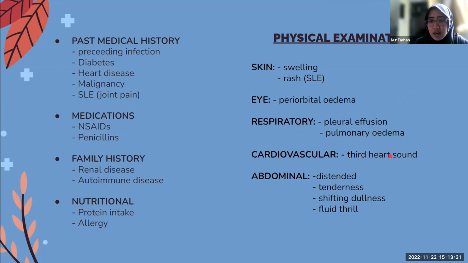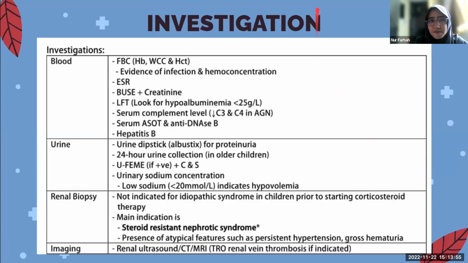And then cardiovascular, we look for any third heart sound. Why? Because for the underlying causes of secondary nephrotic syndrome, if you remember, we have congestive heart failure. So if we can hear this third heart sound, maybe the type of nephrotic syndrome will be secondary. It will not be idiopathic. So this is just to rule out the type of nephrotic syndrome. For abdominal, we will see it is distended, tender, and we also look for shifting dullness and ascites fluid. Okay, so next for the investigation, I focus on these 4 investigations.